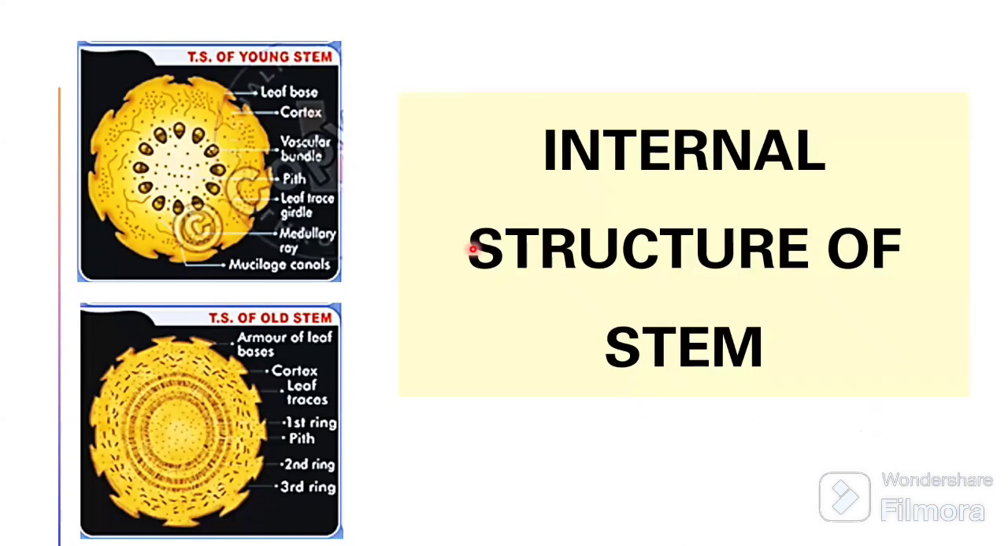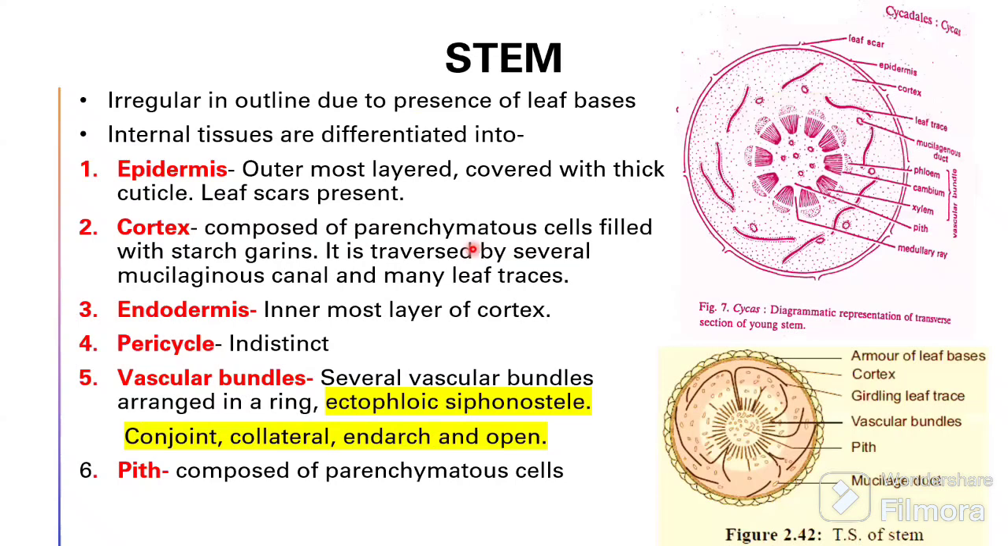Internal structure of stem in Cycas. The stem is irregular in outline due to the presence of numerous persistent leaf bases. As we studied previously, there are woody leaf bases present over the trunk, which are also called leaf scars. So the stem is irregular in outline, as you can see here in the diagram also, and its internal structure is similar to that of a dicot stem.